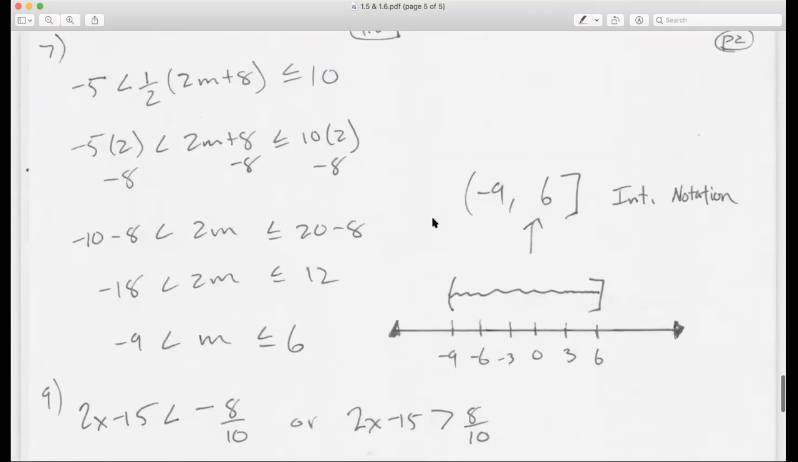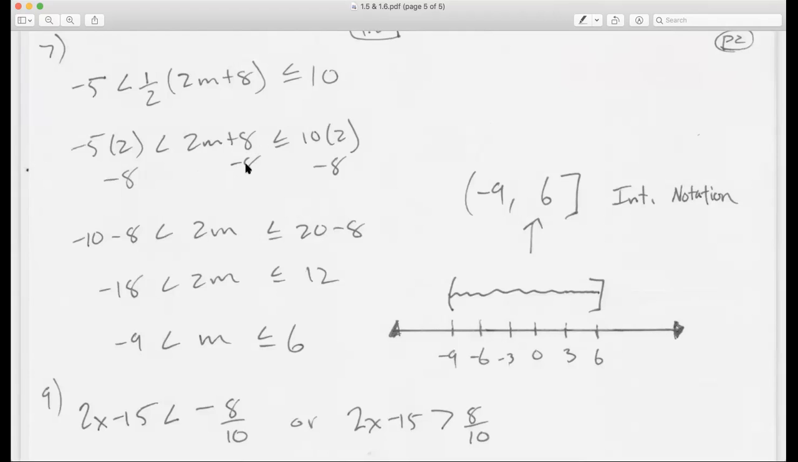Number 7, another compound inequality. It looks like what I did was to get rid of this 1/2. I multiplied by 2 everywhere, okay? So this 1/2 times 2 is now gone because that's 1. 5 times 2, I just left it to show you, hey, I did multiply everywhere by a 2.